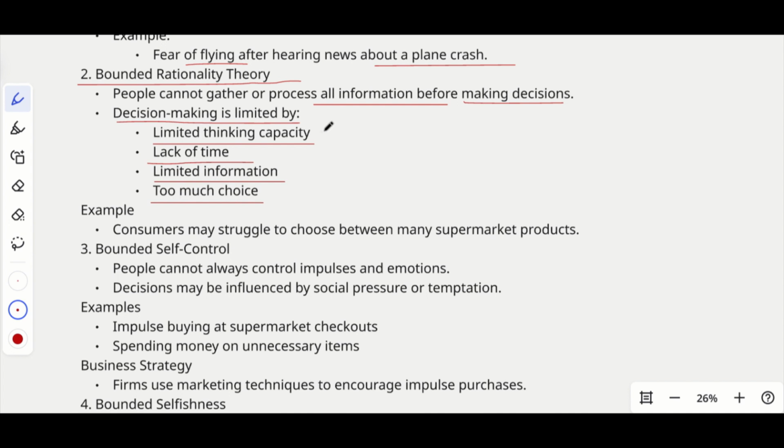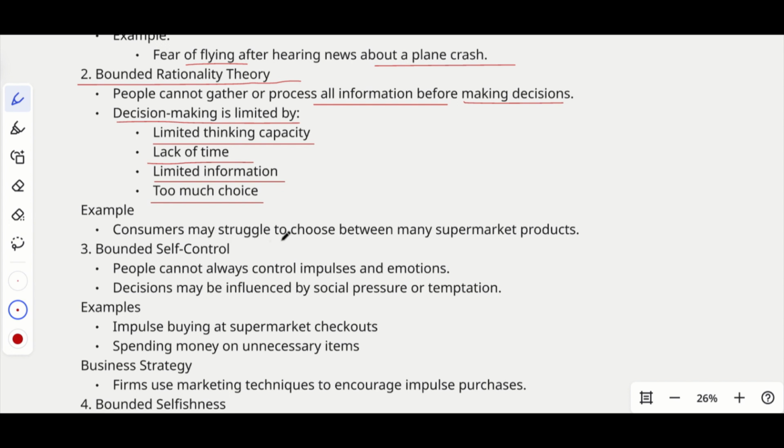So when the thinking capacity is limited, we won't be able to differentiate many things. Then lack of time. Just imagine that you need to go on a trip tomorrow. So you will have to pack whatever things are available at that time, right? You won't have enough time there. Then limited information. Sometimes you won't have complete information on some products. And too much choice. Obviously, nowadays each and every variant of a product has different options, right? So too much choice.